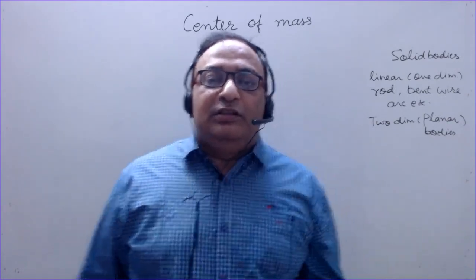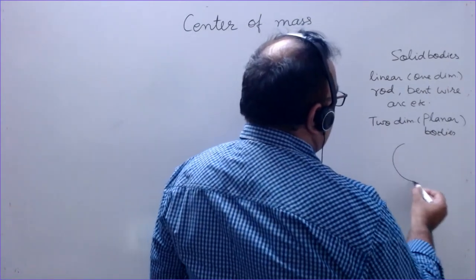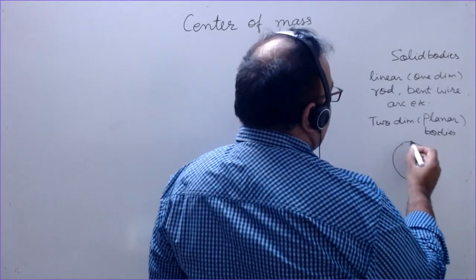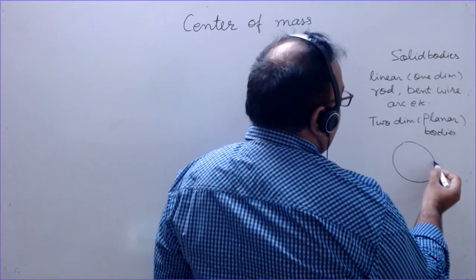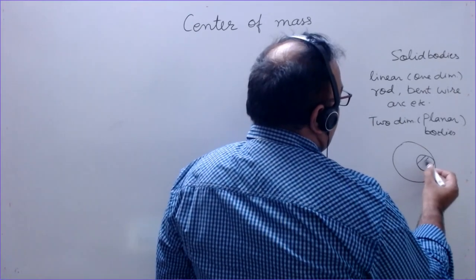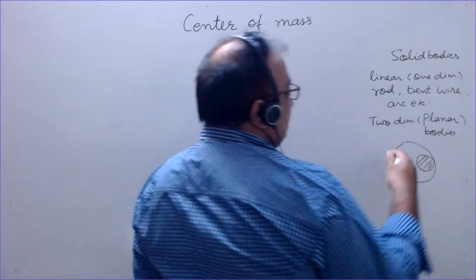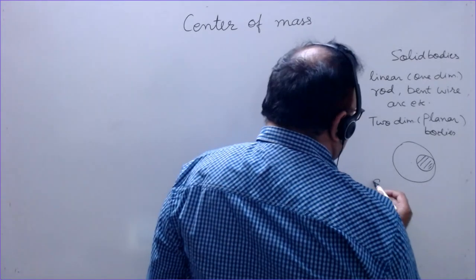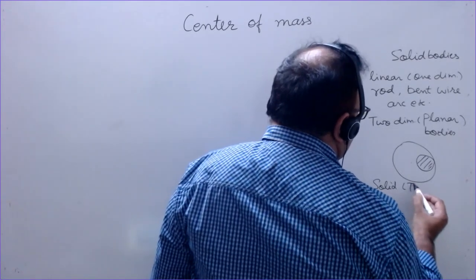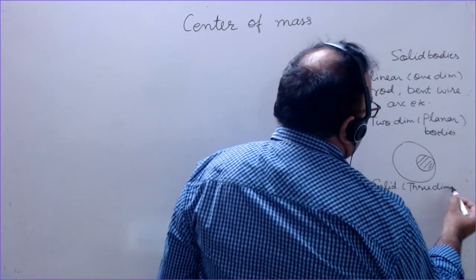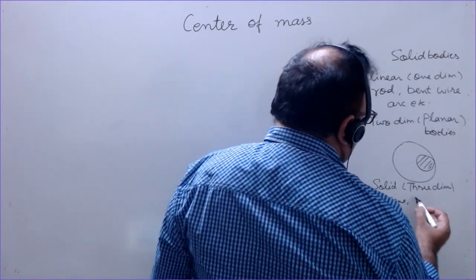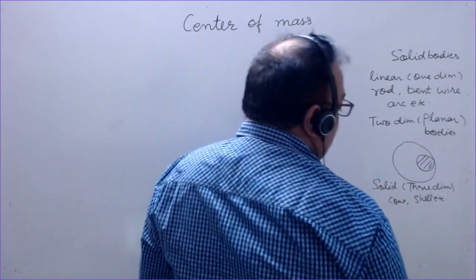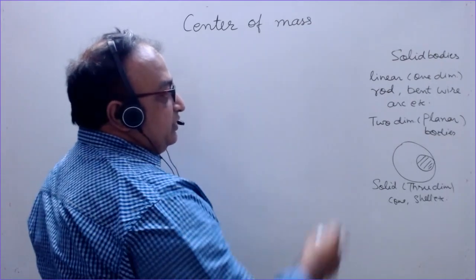Suppose I have a circle or a lamina, a circular plate having uniform mass density, may also have non-uniform. Here we will consider uniform, and I take another circular portion out of this. This has been removed. So where is the center of mass of the remaining body? This we are going to discuss. Then we have solid bodies, that is three-dimensional, like a cone or a shell, etc. Hollow cone, solid cone, shell, etc. So these we will be finding.